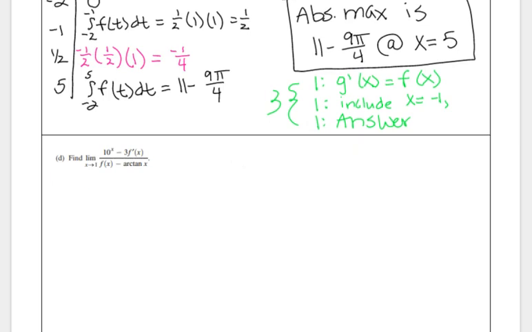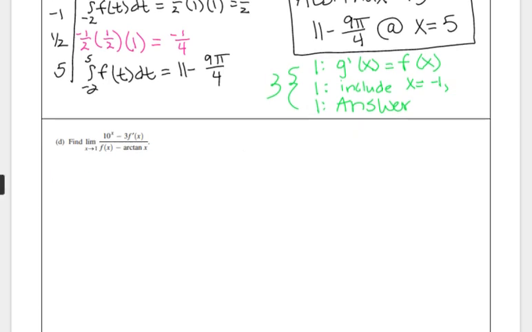All right, and last but not least, we've got part D here, which is a limit question. So the limit as x approaches 1 of all this stuff. Well, remember, the first thing you're supposed to do with a limit is, if you can, plug it in. So we're going to plug in 1 and hope it works. And if not, we can use L'Hopital's rule. So if we plug this in, we're going to get 10 to the first power minus 3 f prime of 1 all over f of 1 minus arctan of 1.